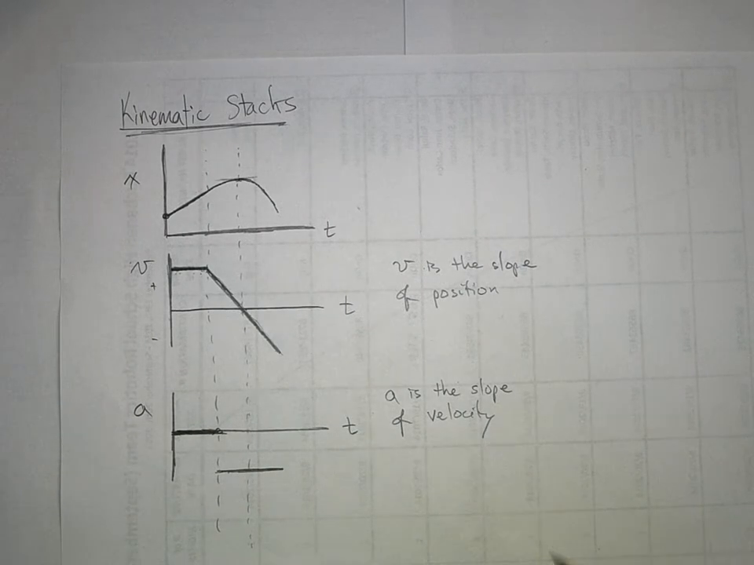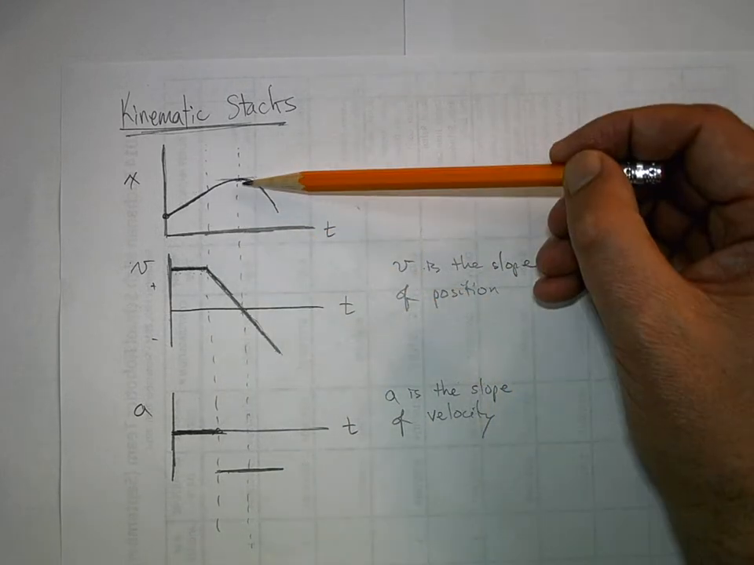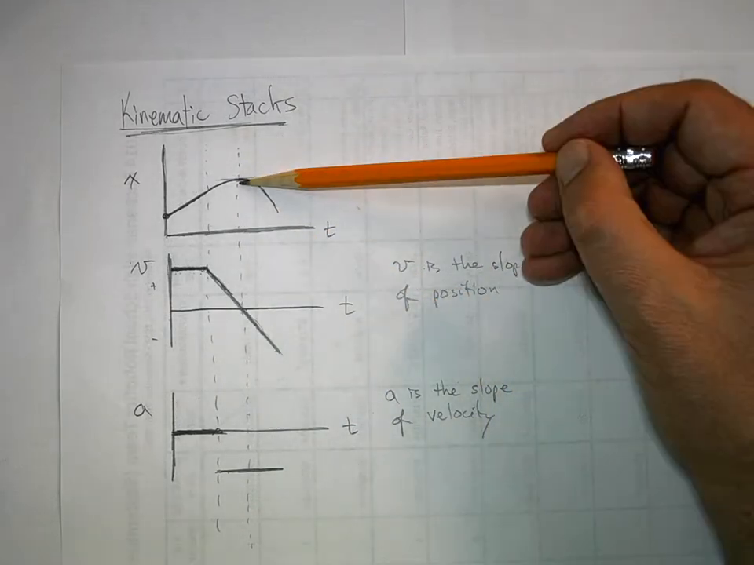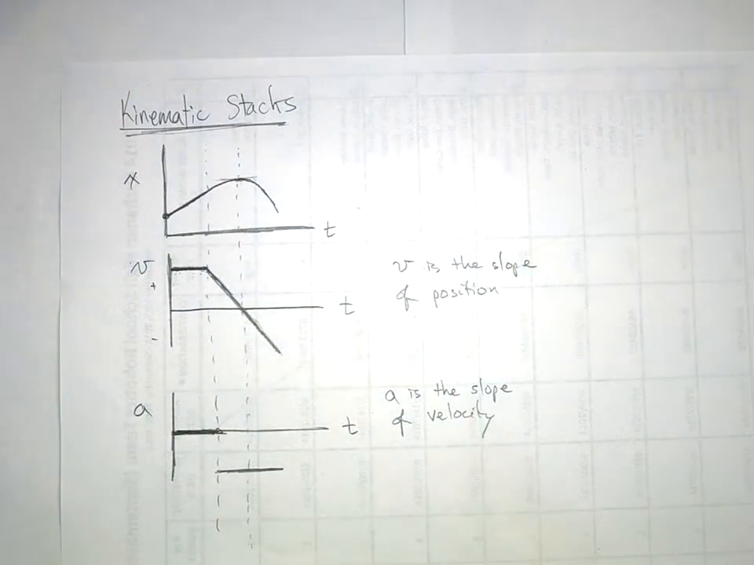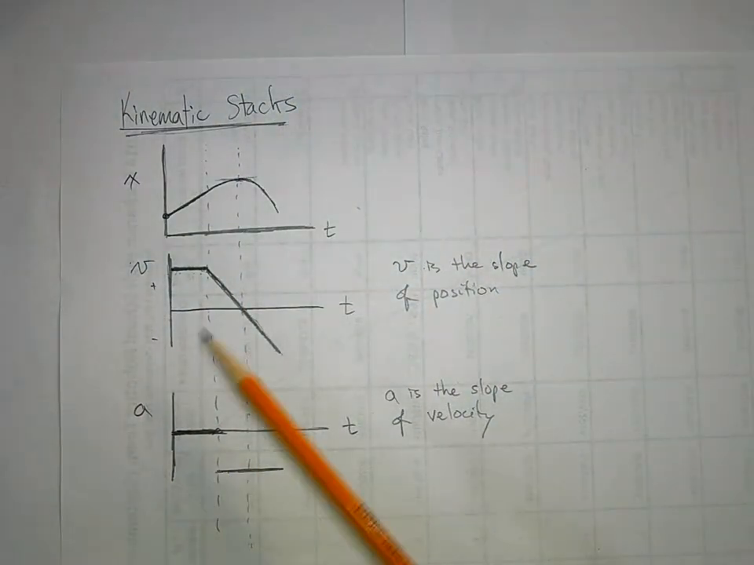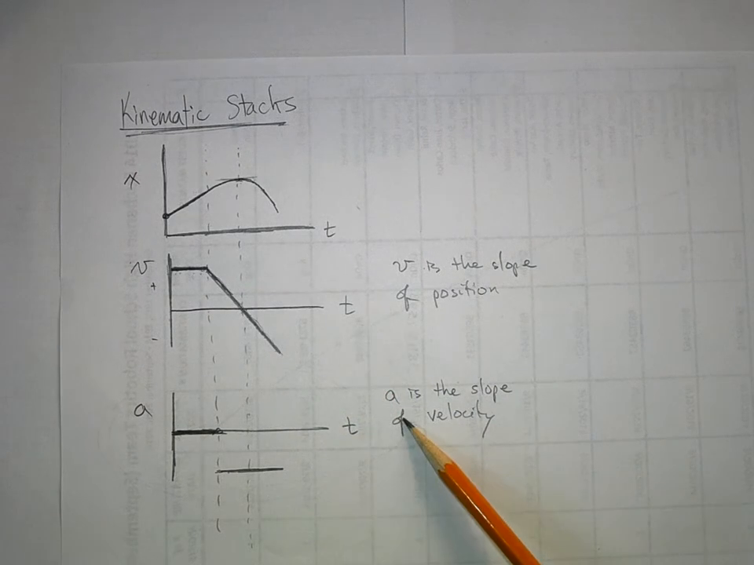And this is where it's a little bit more complicated. I think on the homework we don't go beyond here. I think on the homework it's just going to kind of look like that. But this is how you draw a kinematic stack. I'm going to give you the velocity versus time graph. You'll have to figure out what the acceleration graph is and what the position graph is.